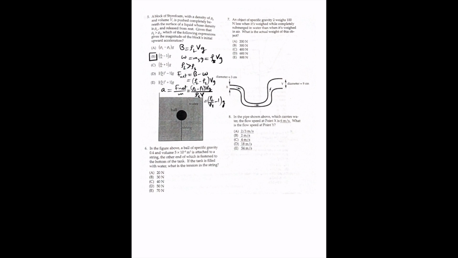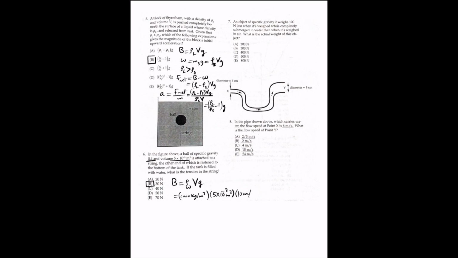So for question 6, in the figure above, a ball of specific gravity 0.4 and volume of 5 times 10 to the minus 3 meter cubed is attached to a string, the other end of which is fastened to the bottom of the tank. If the tank is filled with water, what is the tension in the string? So the buoyant force acting on the ball is equal to the density of water times the volume of the displaced fluid, which is equal to the volume of the ball, times the gravitational acceleration, equal to 1000 kilograms per meter cubed times 5 times 10 to the minus 3 meter cubed times 10 meters per second squared. And this gives the buoyant force equal to 50 newtons.